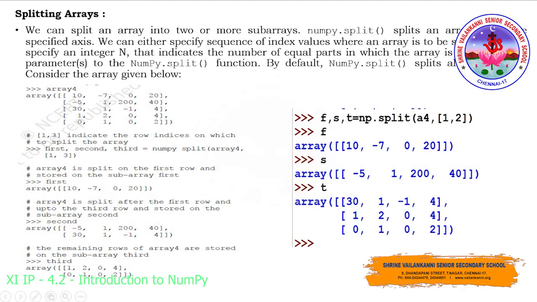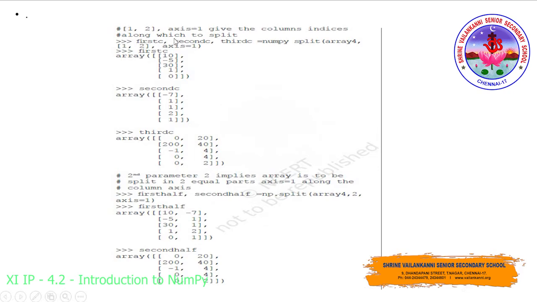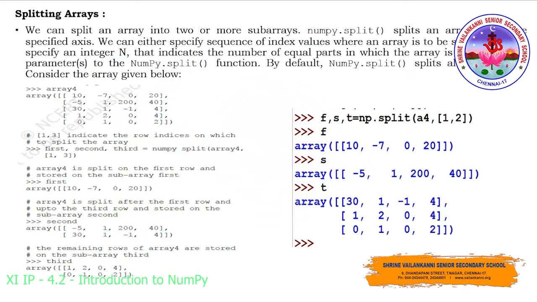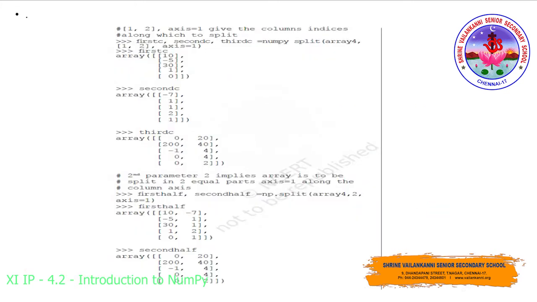Now based on this, we will discuss a few more examples. See here what they have done. They have provided axis equal to 1. The same number of variables, three in total, have been created again. After providing the sequence of index values, they have provided axis equal to 1. Axis equal to 1 means it will use the column indices, that is, column wise splitting will take place. When axis equal to 0, row wise splitting will take place. Clear? By default, the axis value is considered as 0, so row wise splitting of arrays takes place. But if you provide axis equal to 1, column wise splitting will take place.